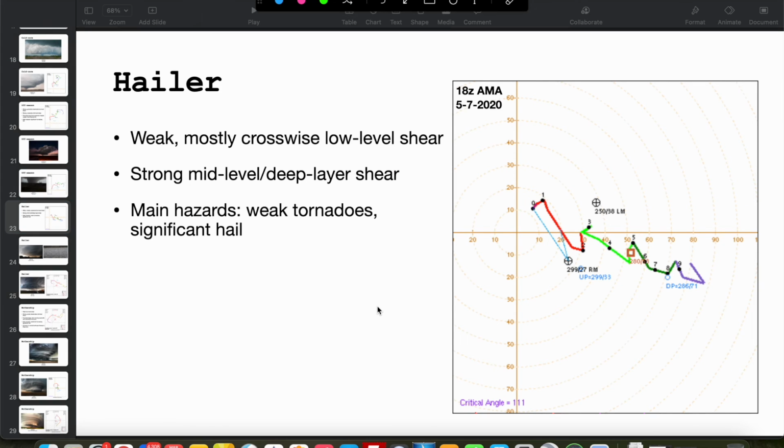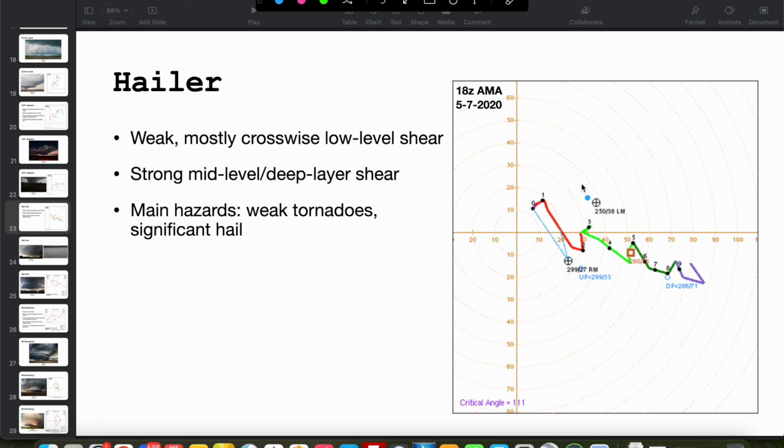You'll notice right off the bat the difference between our tornadic type hodographs and our hail type hodographs is the low-level shear. You're not going to see very strong low-level shear in these cases. Generally, it's going to be very weak and mostly crosswise low-level shear. But the difference is that you have very, very strong shear in both the mid-levels and deep layer shear. So very long hodographs, but not much curvature in the low levels. And these can happen pretty much anywhere.